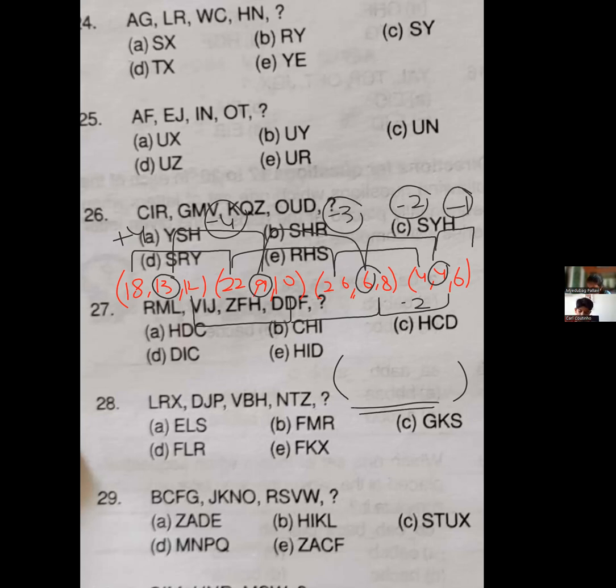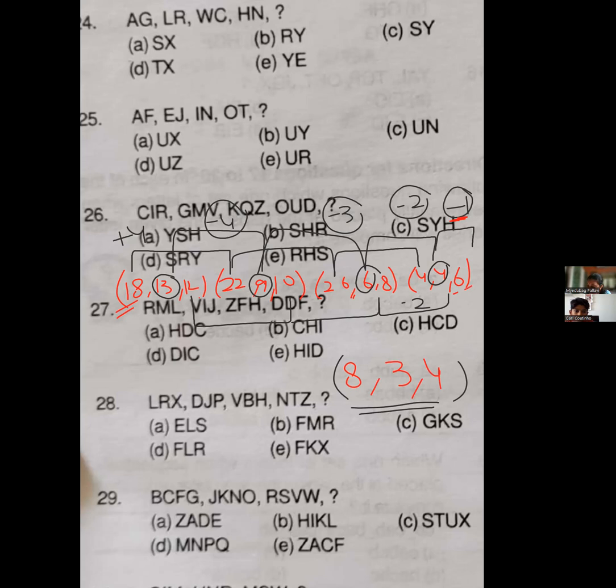So yes, the answer will be: the first series was plus 4. That means 4 plus 4, that will be 8. Second one, it will be 3. And the third one was minus 2, right? 6 minus 2, 4. Is that correct? Just have a look. 6 minus 1? 6 minus 2 we have to do, no?